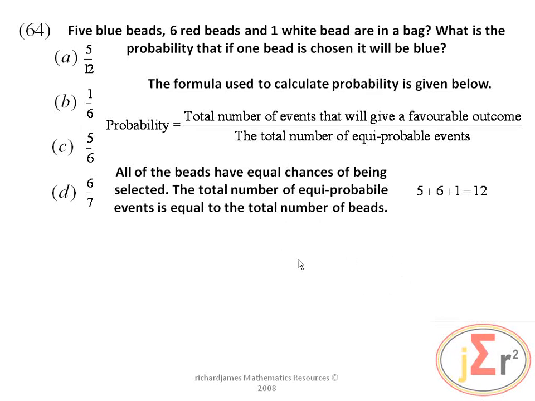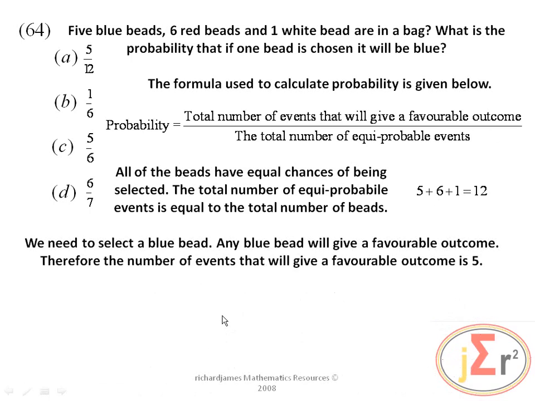Now what about the total number of events that will give a favorable outcome? What will give a favorable outcome? We need to select a blue bead. So any blue bead will give a favorable outcome. How many blue beads do we have? We have 5.